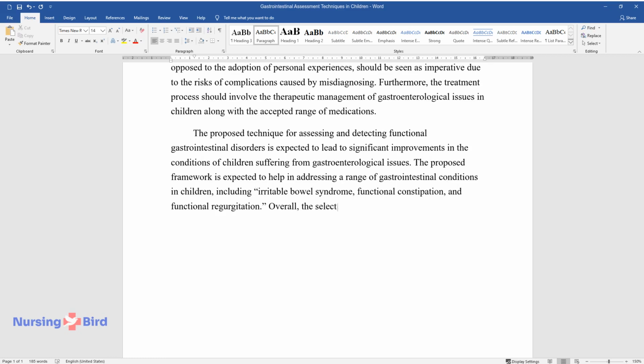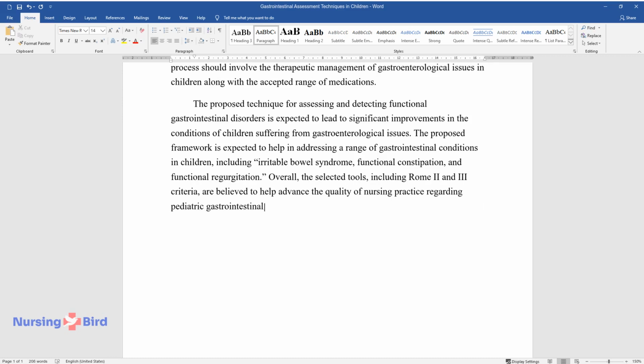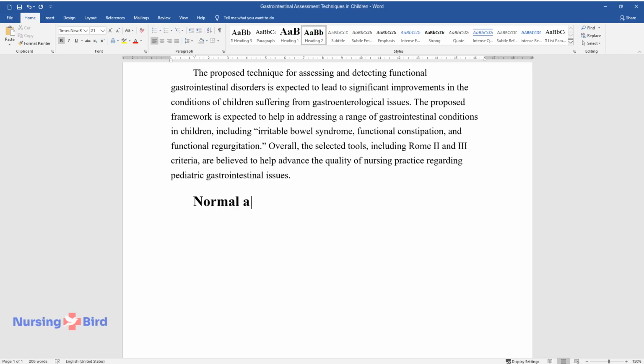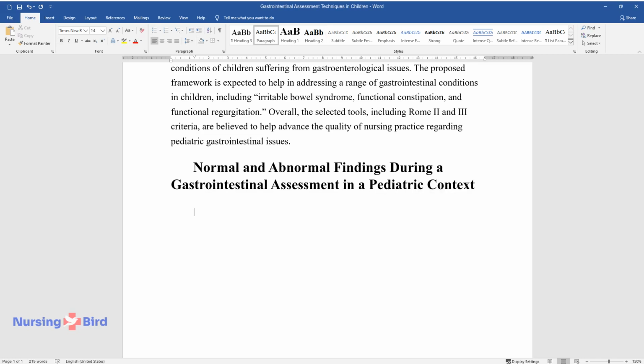Overall, the selected tools, including Rome 2 and 3 criteria, are believed to help advance the quality of nursing practice regarding pediatric gastrointestinal issues. Normal and abnormal findings during a gastrointestinal assessment in a pediatric context.